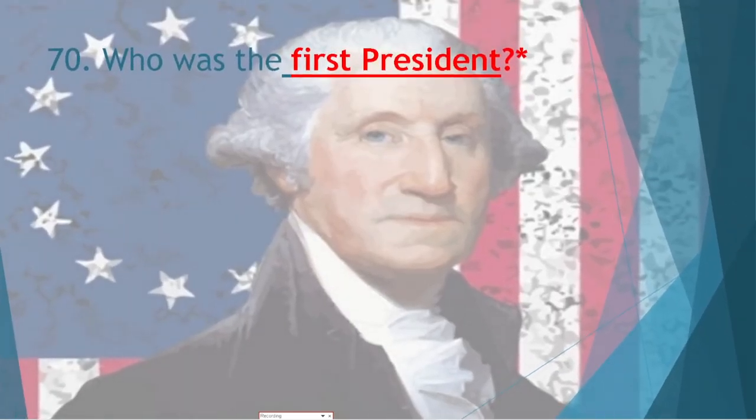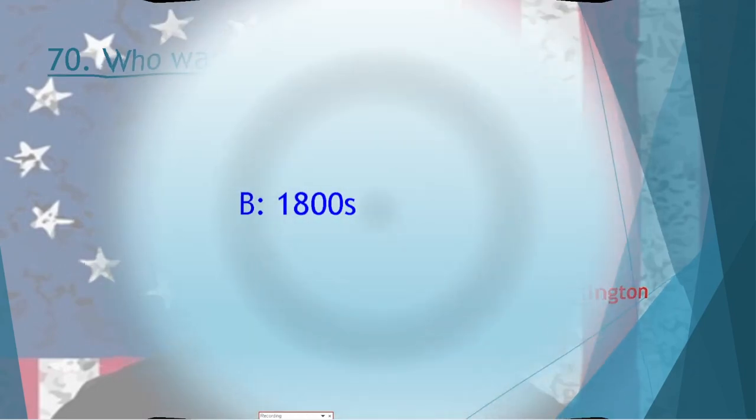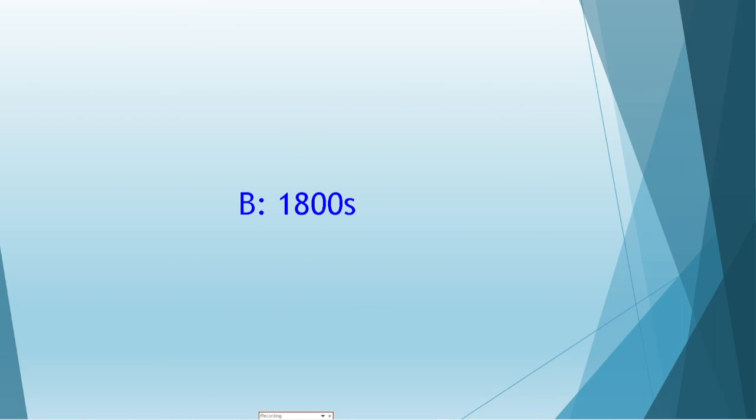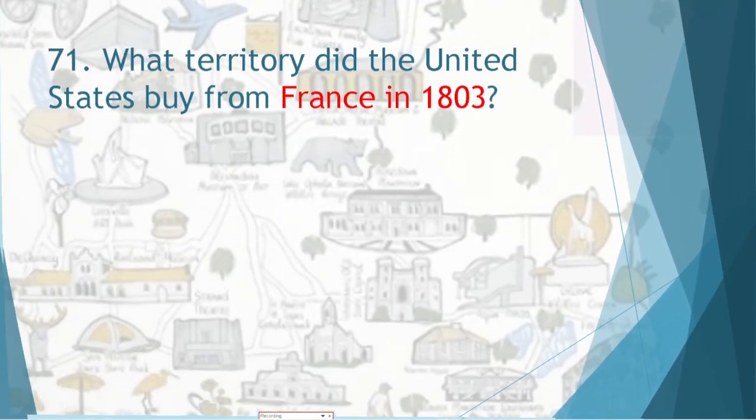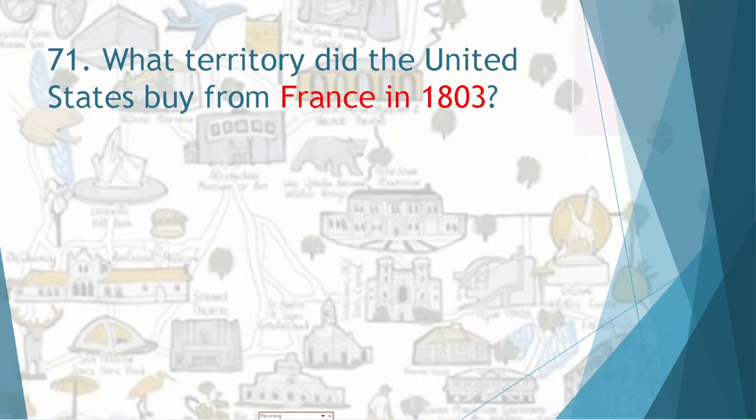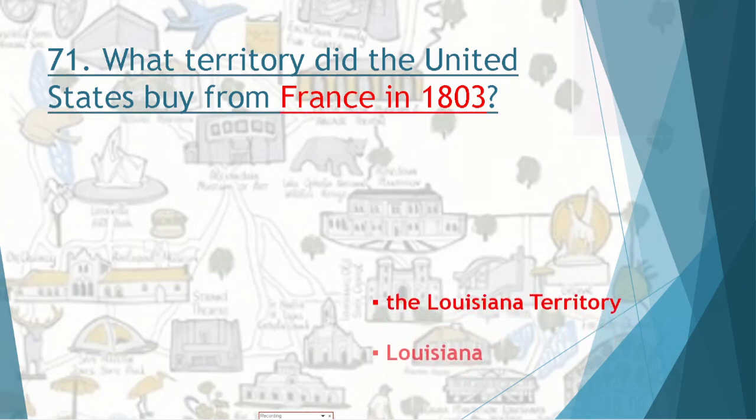Who was the first president? George Washington. What territory did the United States buy from France in 1803? Louisiana. They bought the Louisiana territory.